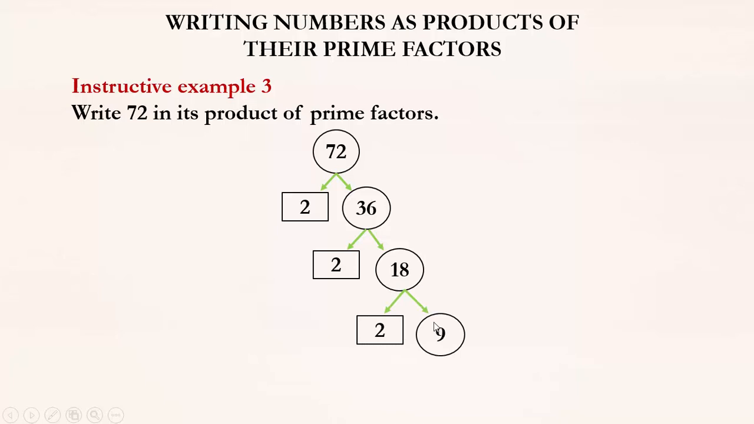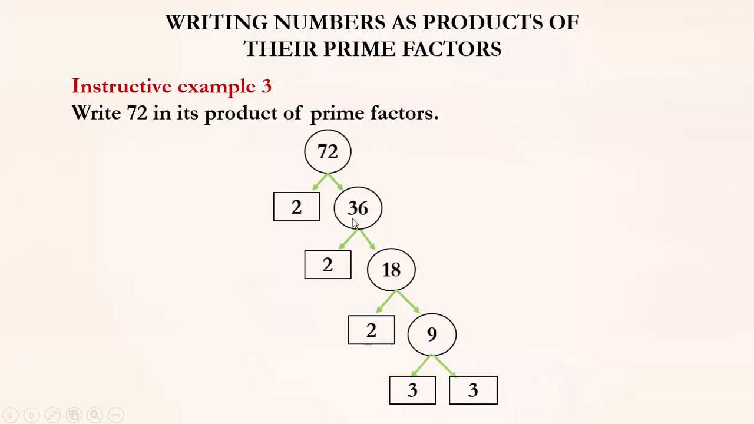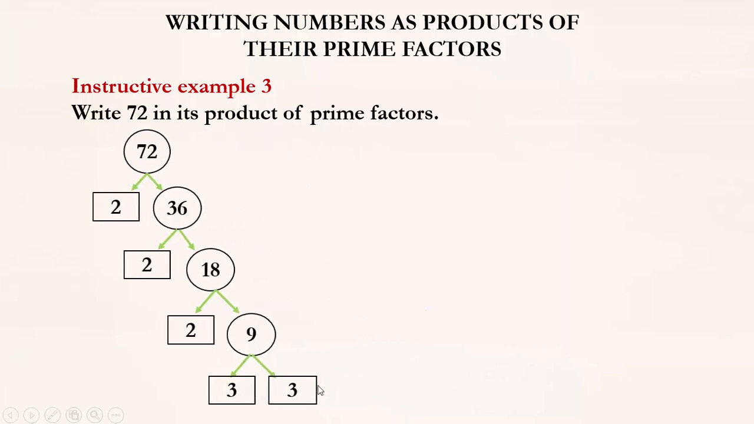Now focusing on 9, you can realize that we cannot use 2 again, but rather the next prime number we can use is 3. And as you know, 3 times 3 will give us 9. Now, that would mean that 72 can be written as 2 times 2 times 2 times 3 times 3. And this can be expressed as 72 is equal to 2 to the power 3 times 3 squared. And that is its product of prime factors.